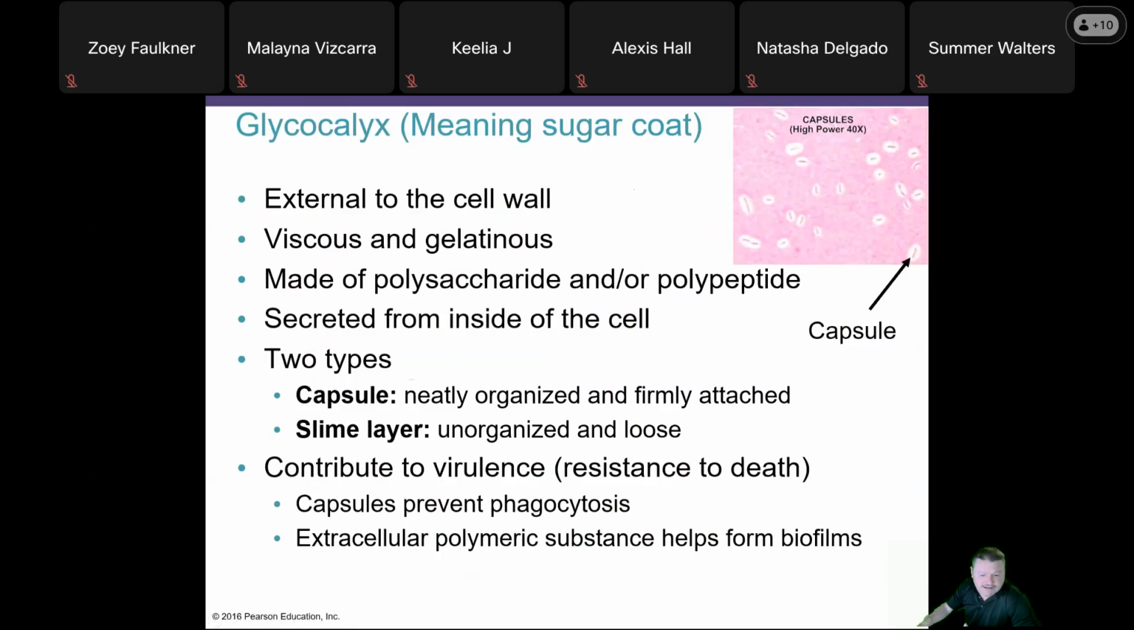And if it has a capsule, it's an extra protection against antibiotics. It prevents phagocytosis from the immune cells. These can help form biofilms that we talked about before. So again, this can lead to virulence or resistance to death. It makes it harder to get rid of. So if you get infected with this, it makes it harder for the antibiotics to work and that kind of thing.